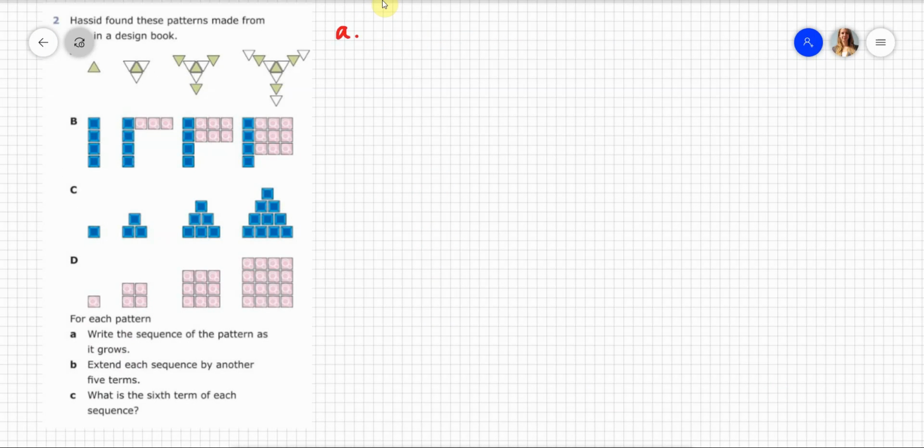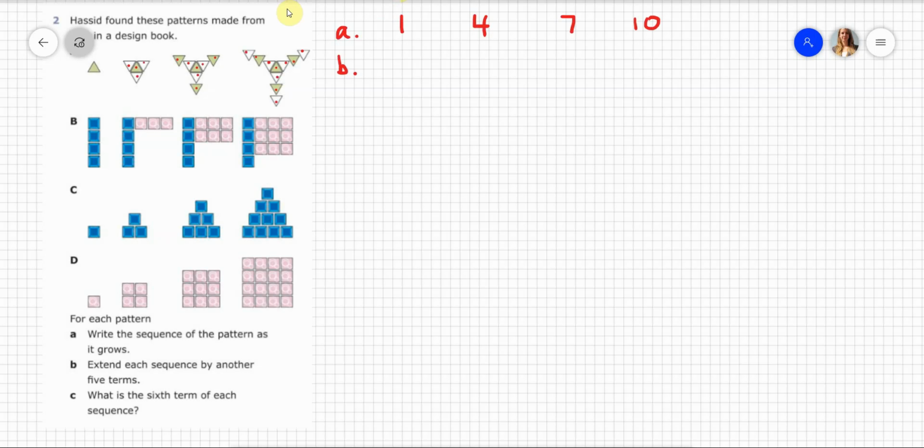the sequence is 1, 1, 2, 3, 4, 4, 1, 2, 3, 4, 5, 6, 7, 1, 2, 3, 4, 5, 6, 7, 8, 9, 10. So that's part A for this one.